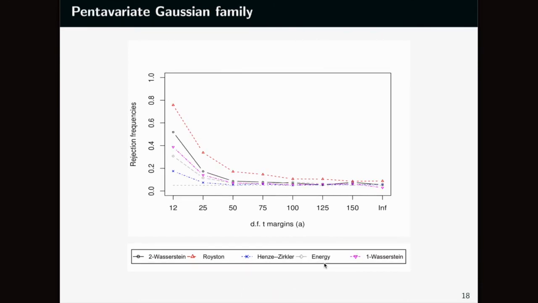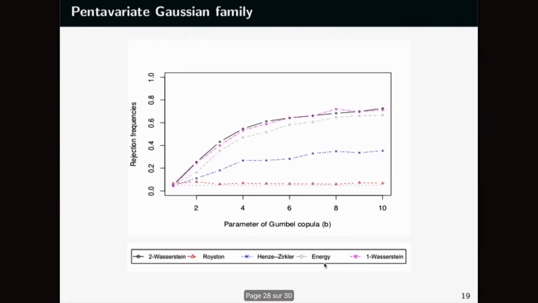If we move to a pentavariate Gaussian family, and we consider all the margins to now be t distributions with a certain number of degrees of freedom, we observe the same behavior as before. The test proposed by Royston performs better, but does not keep the level, whereas the tests based on the Wasserstein distance are second best in class. And if we again change the dependence structure, relying on a Gumbel copula for two of the margins, we see that the test relying on the Wasserstein distance again has a good performance.